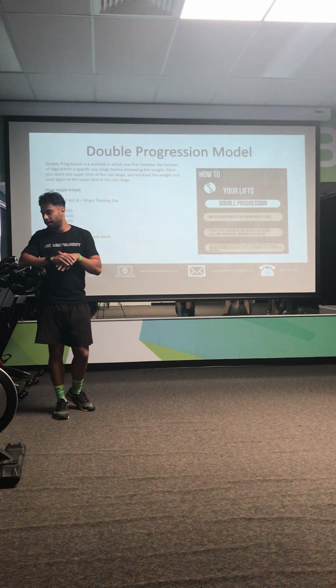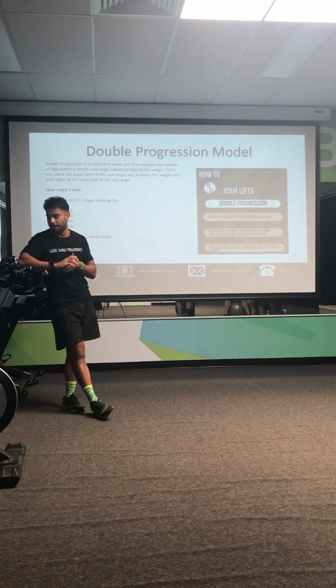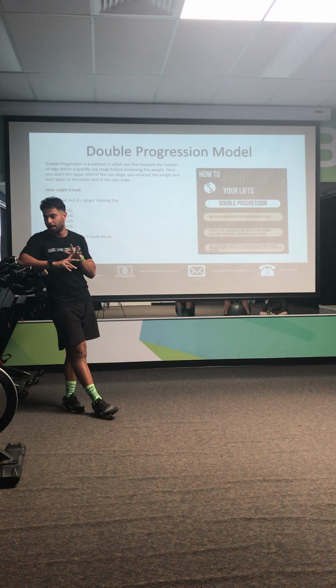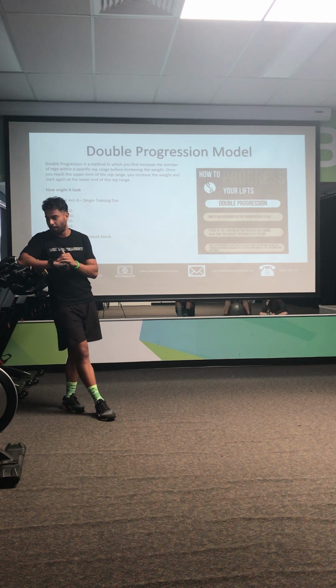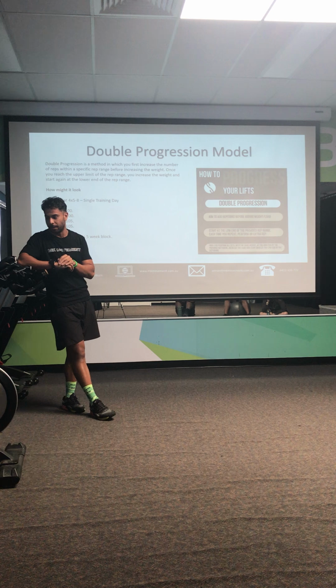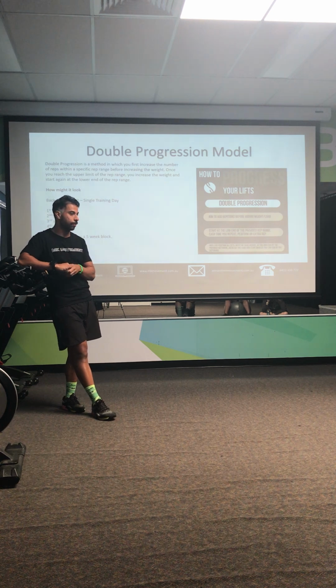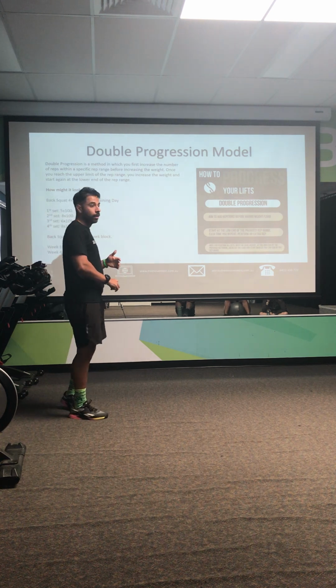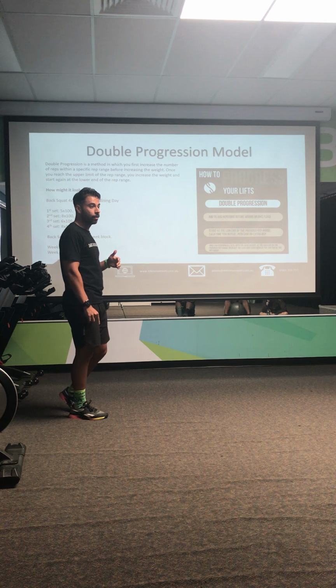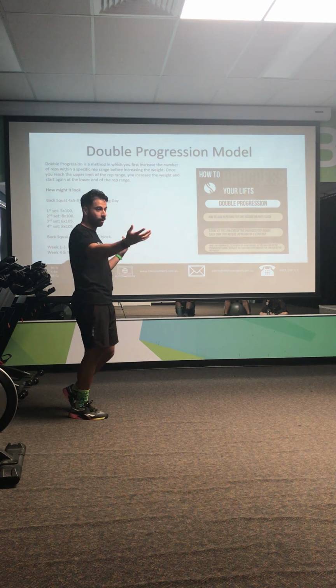Double progression is a method in which you first increase the number of reps within a specific rep range before increasing the weight. Once you reach the upper limit of the rep range, you increase the weight and start again at the lower end of the rep range. Okay, so for example, hey? I was just thinking, I actually never knew what it was called. You've indirectly done it? Yeah, indirectly, cool.